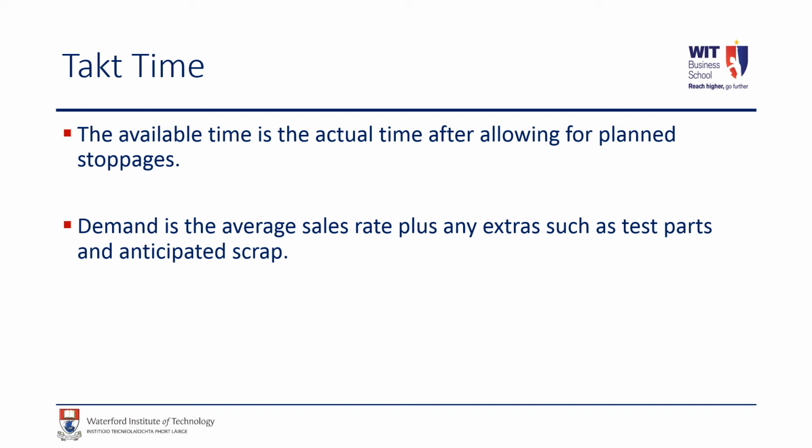And our demand is the average sales rate plus any extras. Okay, and sometimes we have test parts or anticipated scrap. So if a customer demands 1,000 units, but we know every day if we produce 1,000 units, we're going to have maybe 10 units of scrap, or we're going to have to run off maybe 5 test parts for every 1,000 units, then we need to plan that demand to factor in those test units and that scrap. So rather than putting in the average daily demand of 1,000 units, we put in 1,015 units to account for those test parts and our anticipated scrap.